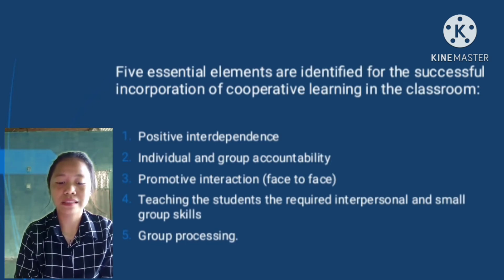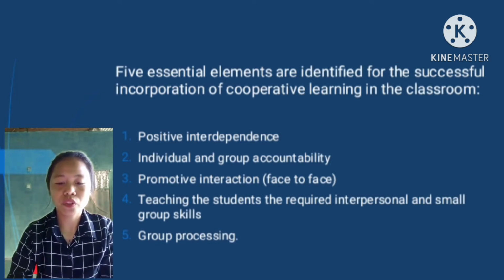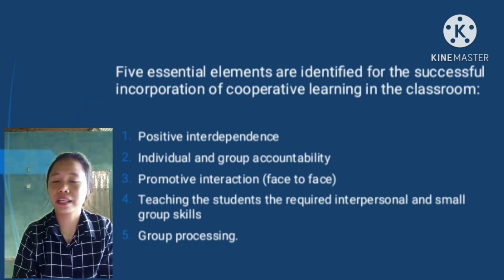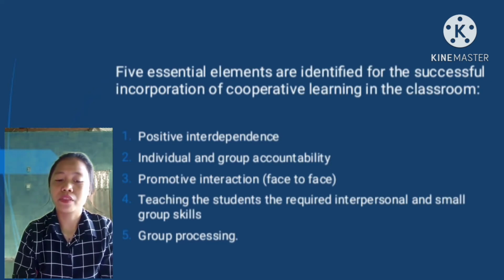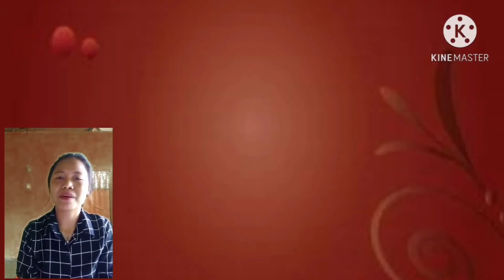And the fourth is social skills, meaning group members gain direct instruction in the interpersonal, social, and collaborative skills needed to work with others. And the last is group processing, meaning group members analyze their own and the group's ability to work together. Okay, the next explanation will be continued by my friend.